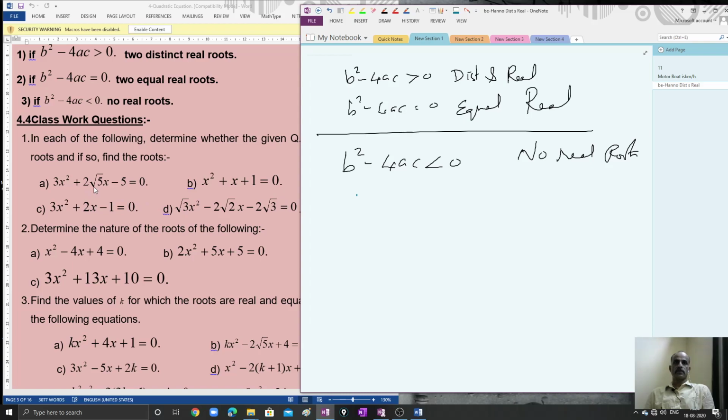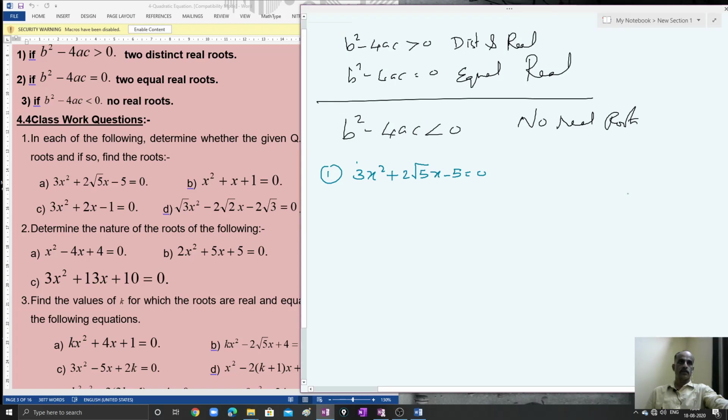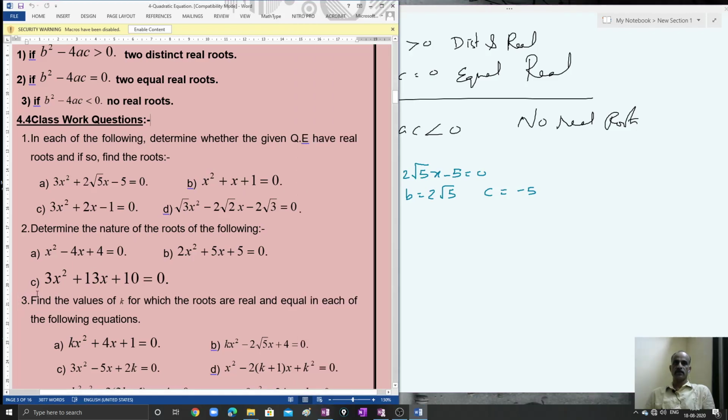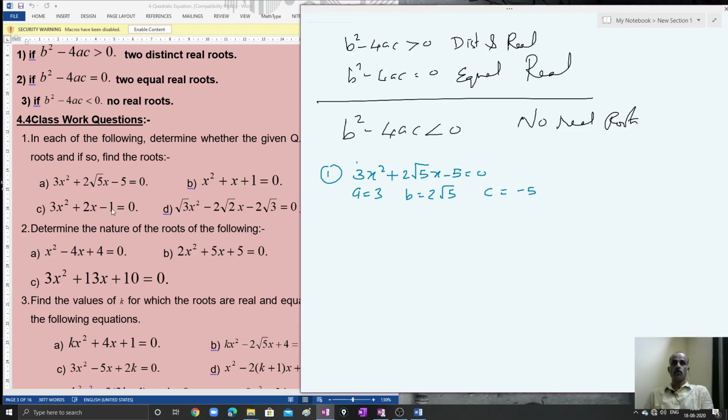We will take one question here. Question number 1: 3x square plus 2 root 5x minus 5 is equal to 0. So, a is equal to 3, b is equal to 2 root 5, c is equal to minus 5. I said the board exam will come not from this part, but from question number 3. Please be aware of that. Questions number 1 and 2, you won't be getting in the exam.